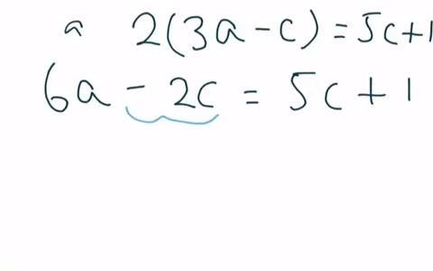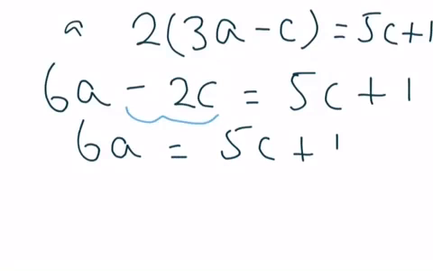Now, because it's minus 2c, we need to do the opposite. The opposite of take away is to add. So if we add 2c to the left-hand side, minus 2c plus 2c is going to equal 0. We're going to have to do the same thing on the right-hand side. So what we get then is 6a - 2c + 2c = 0, equals, on the right-hand side, 5c + 1 + 2c.